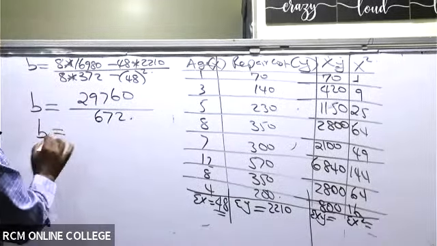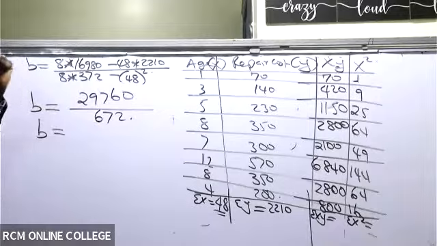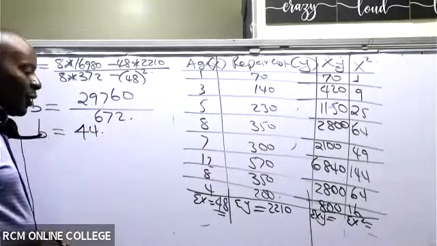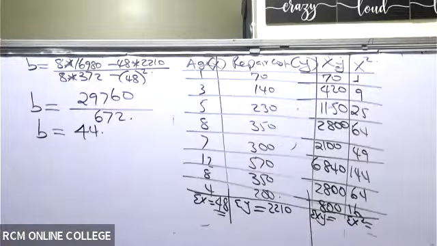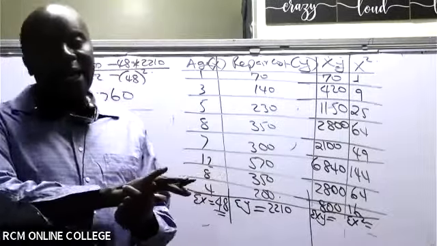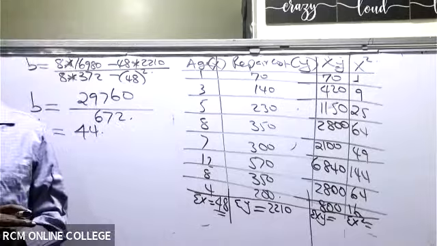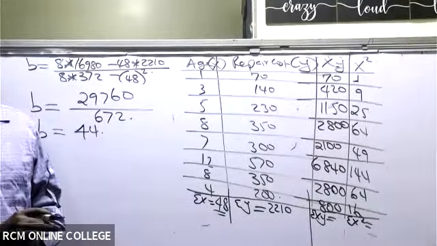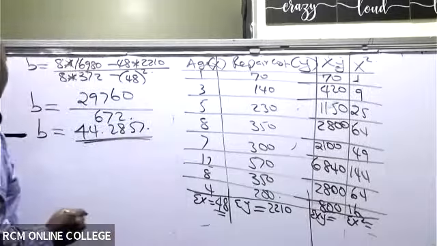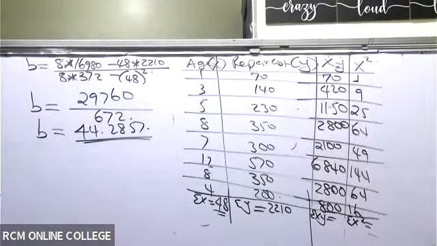Then go ahead and give me the quotient. You take this, divide by this. Give me an answer to 4 decimal places. I would always prefer 4 decimal places for accuracy, unless it comes to exactly 2 decimal places; if it has other decimals, then please round them off to 4. 4 decimal places suffice. 44.2857. So this is the value of B.